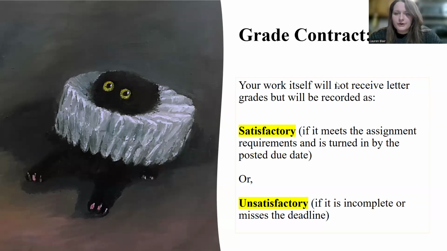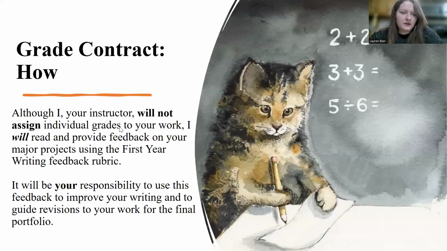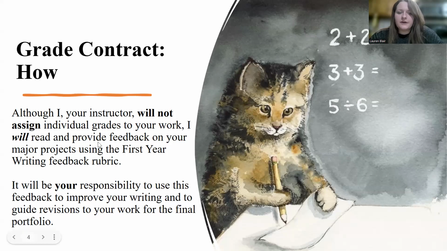So as I mentioned before, your work isn't going to receive letter grades, but it will either be recorded as satisfactory if it meets the assignment requirements and is turned in by the posted due date, or unsatisfactory if it's incomplete or misses the deadline. Although I won't be assigning individual grades to your work, I will be reading and providing feedback on your major projects using the first year writing feedback rubric that we use here at EKU. It's going to be your responsibility to use that feedback to further develop your pieces and to improve your writing and guide your revisions.